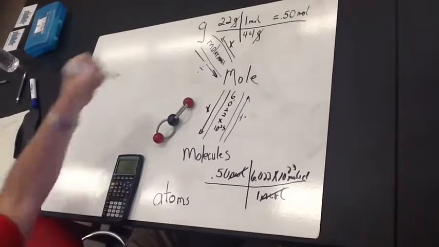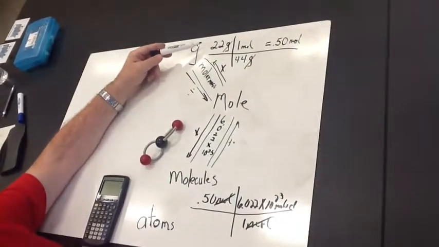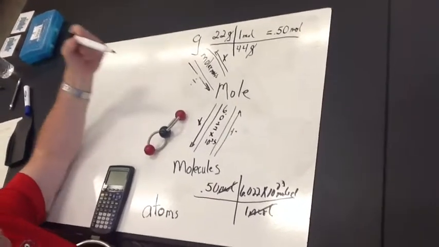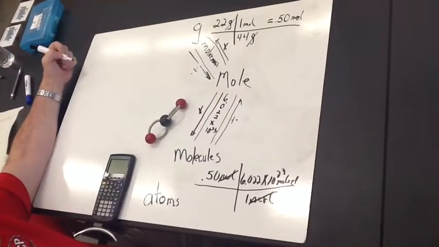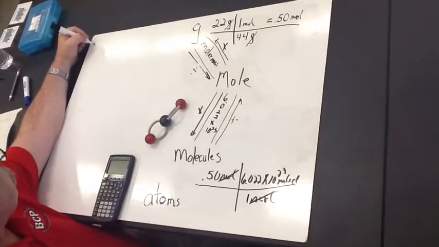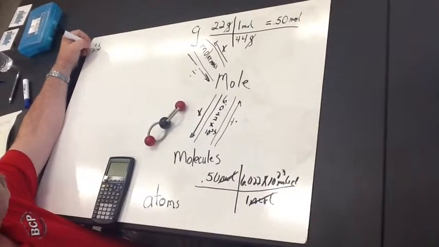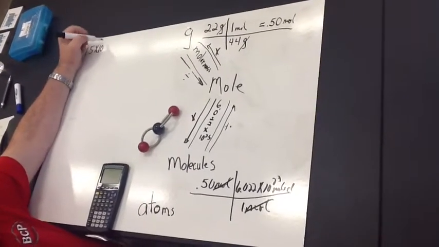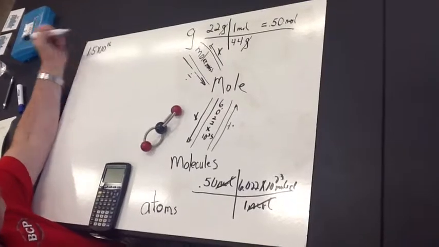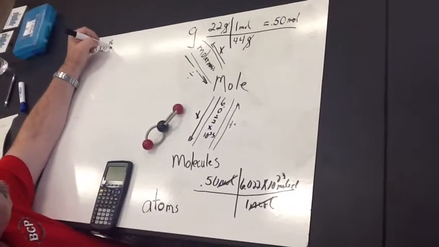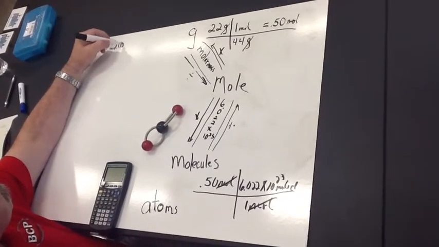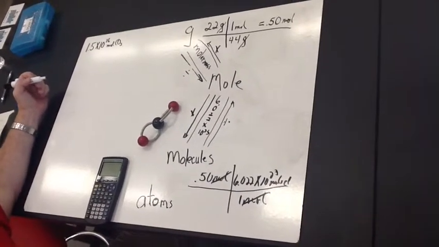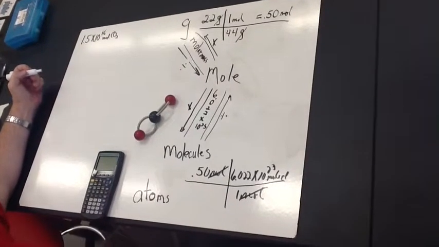So we started on the first problem from a mass. So let's turn it around and start with the number of molecules. Okay. And see if we can work it out. So if we found out that we had 1.5 times 10 to the 16th molecules of CO2, how many grams of CO2 does that represent?